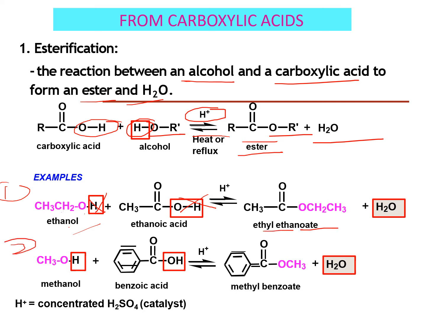Example number 2, we have methanol react with benzoic acid. So the methanol will eliminate the hydrogen. The benzoic acid will eliminate the OH. So the OH part will be replaced by OCH3. So it will form methyl benzoate. Okay, this is a benzoate.